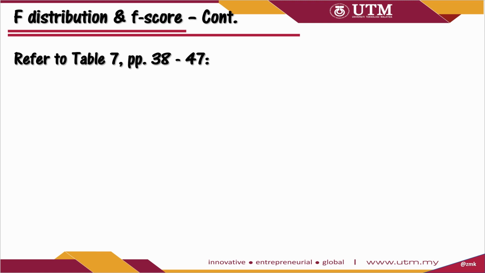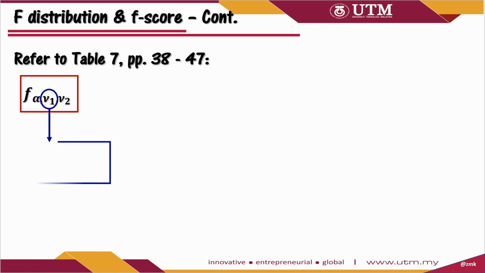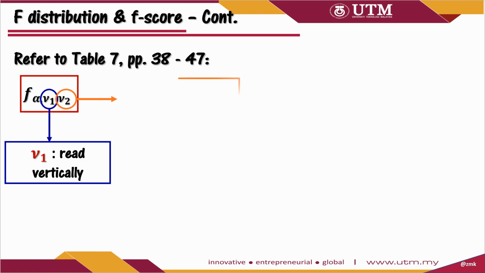Now, how do we read the values of F alpha nu1 nu2 from the table? Okay, for any alpha value, what you need to do first is to read the nu1 value vertically from the first column, and next go horizontally until you get to the nu2 value that you want.